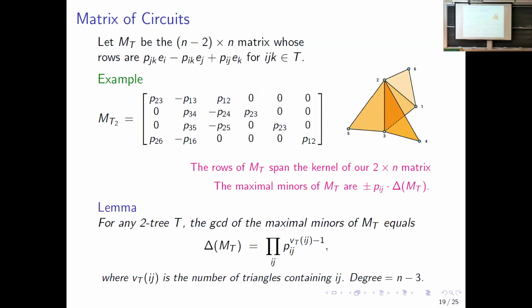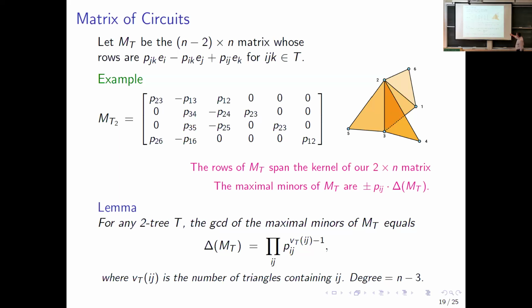Okay, so to go over some juicy definitions, let me define the matrix of circuits. Yes, matroids. Everybody and their sister loves matroids. So let's look at the following n minus 2 times n matrix. The rows are indexed by triangles ijk, yellow triangles. I'm going to write down this row vector: p_jk times e_i, where e_i is the ith unit vector, minus p_ik e_j plus p_ij e_k.